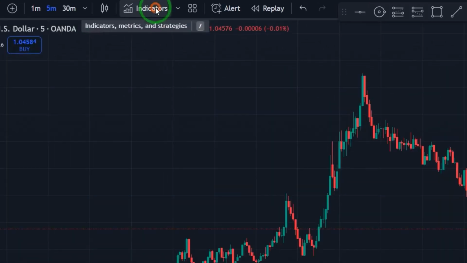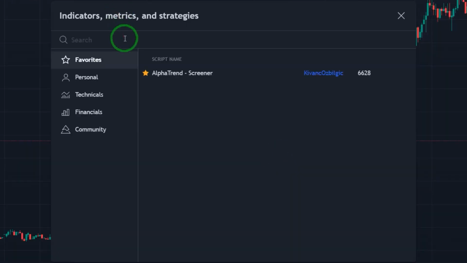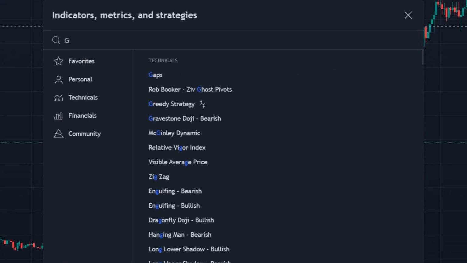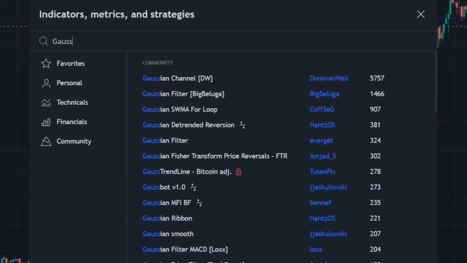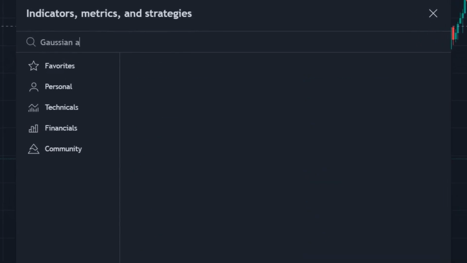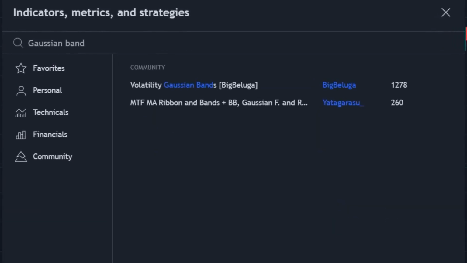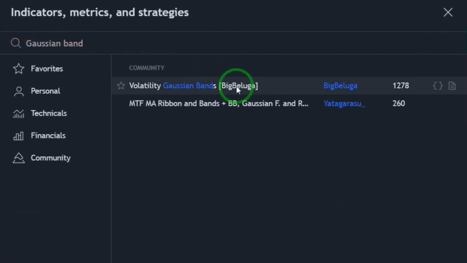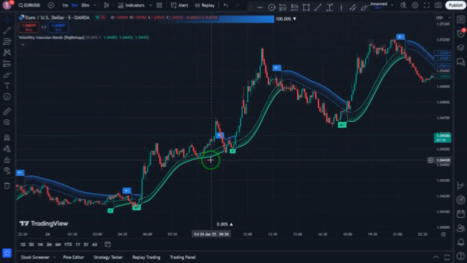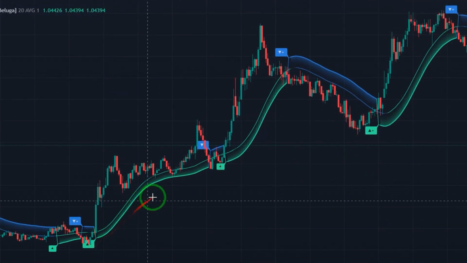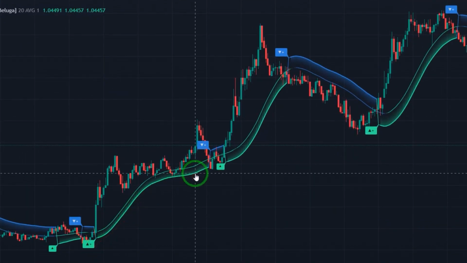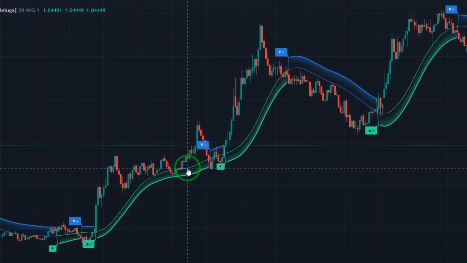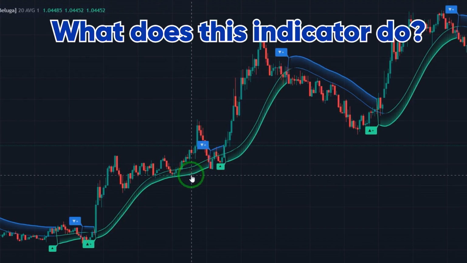Now we need to go to the indicators and add the first indicator to our chart. For this, simply type in the search box, volatility Gaussian bands. Select it and add it to your chart. This indicator has many unique features that you need to know in order to use it correctly. What does this indicator do?